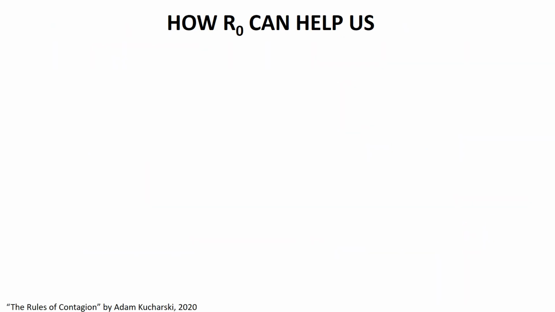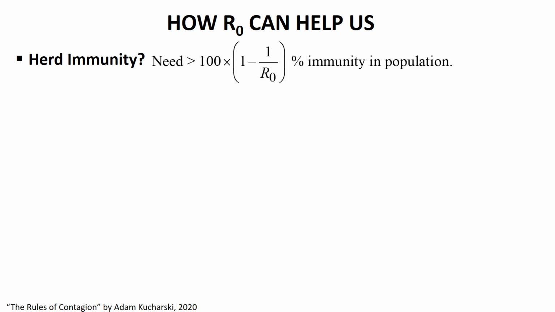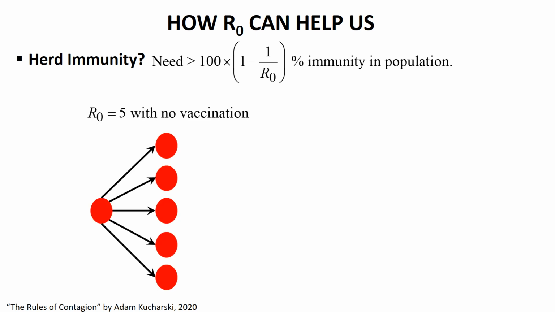So how can R0 help us? Well, in many ways. Look at herd immunity. If you have greater than 100 times 1 minus 1 over R0 percentage of the population immune, that is vaccinated, then the disease will just die out. How does that happen? Without going into any maths, just a simple diagram. Imagine on the left-hand side we have one individual in red who is infectious. He or she will infect 5 others, assuming there's no vaccination and everybody is susceptible within the population. So every one individual infects 5 others.